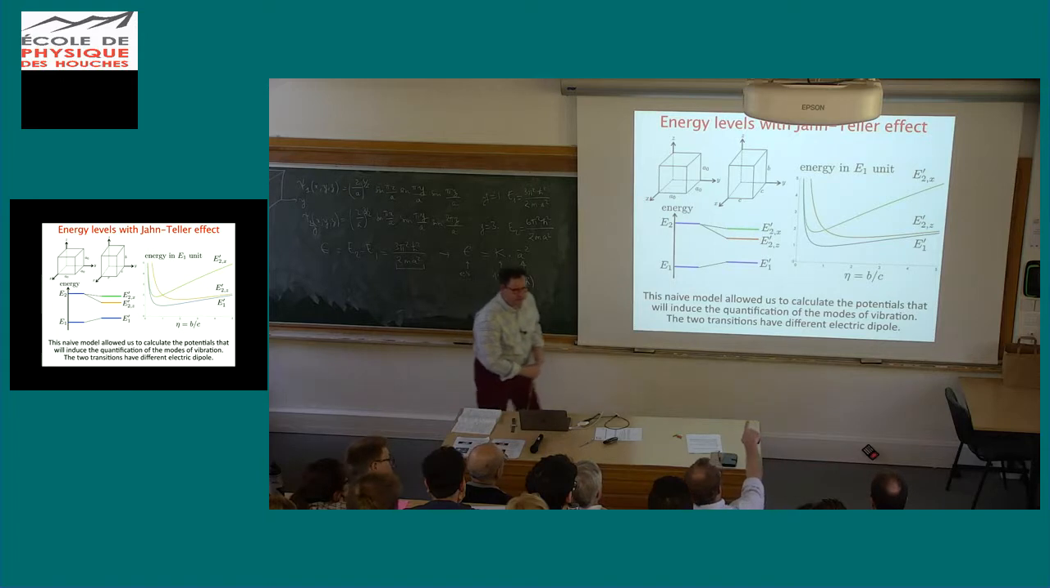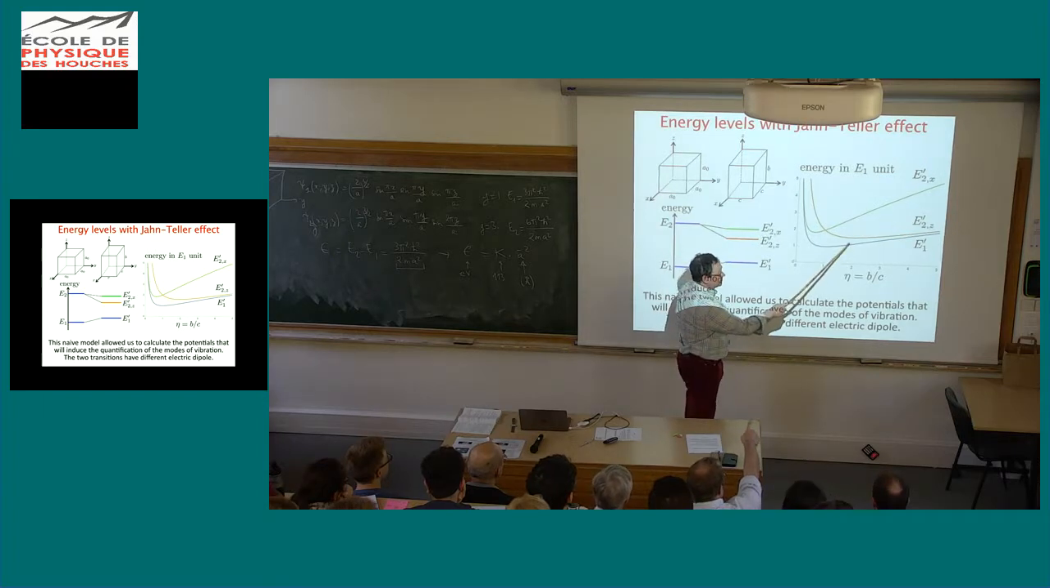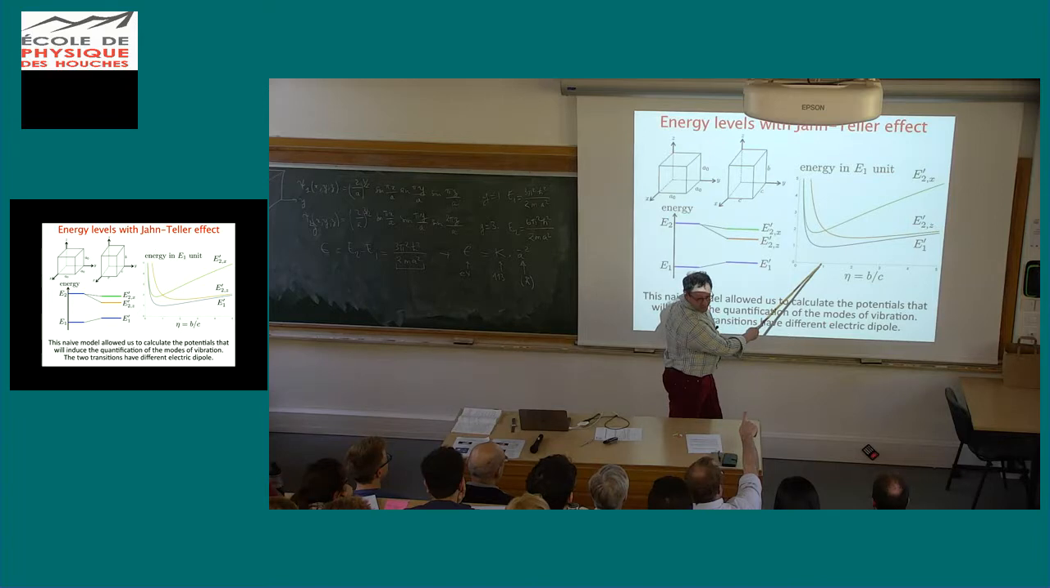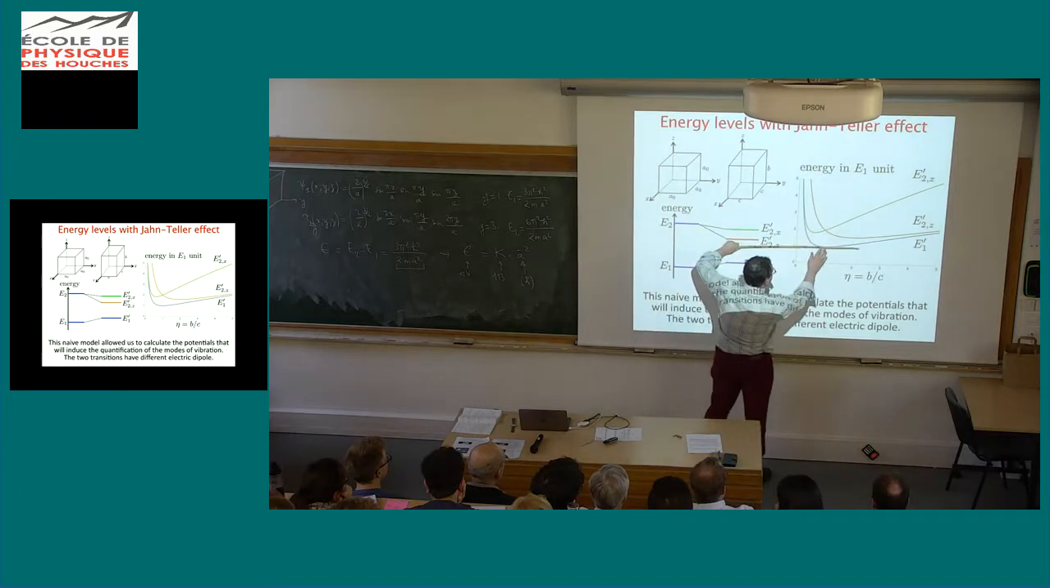Yeah, sure. I'm a little confused. At eta equal 1, you have the degenerate state. Yes, this is eta equal 1. But if you now make a distortion, one goes up and the other one goes down. And in your picture, both go down. No, this is 1. This is 1.